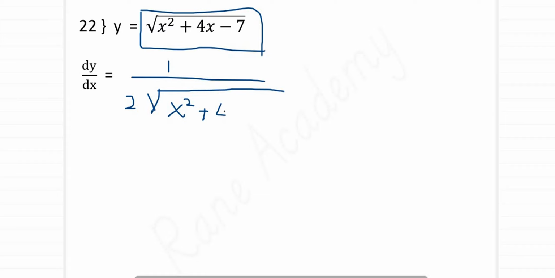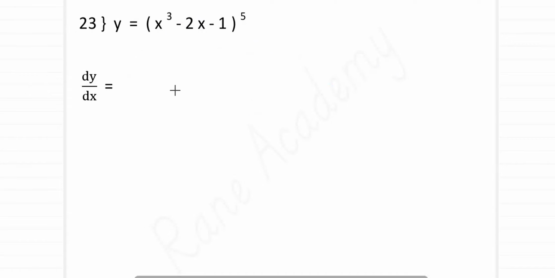Now what we are going to do, we are going to differentiate x square plus 4x minus 7, whose derivative is, so the derivative of x square is 2x. Now the derivative of 4x, you keep 4 as it is, and the derivative of x is 1, and 7 is a constant whose derivative is 0. So 2x plus 4 upon 2 under root x square plus 4x minus 7. Further you can remove 2 to get 2x plus 2, 2 and 2 getting cancelled.